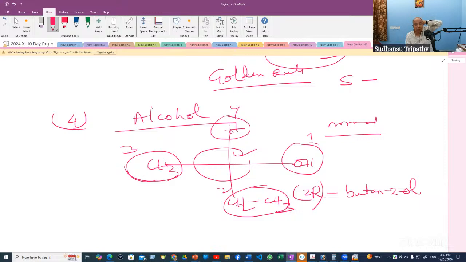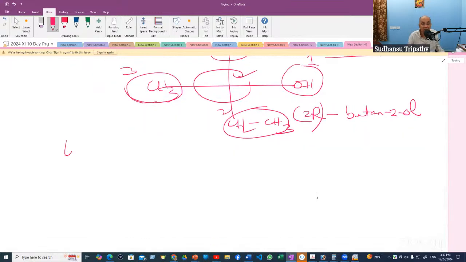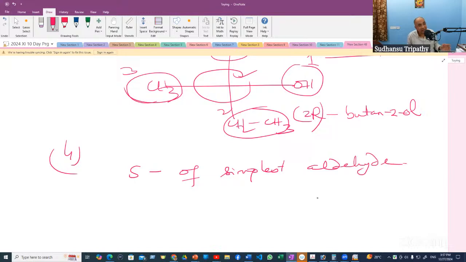And well, this is called sec-butyl alcohol. And supposing I ask you to draw the S configuration of the simplest aldehyde. You have to draw. Aldehyde is a must. Then starting from hydrogen, then methyl, then ethyl. CHO is one position that will be occupied by CHO.